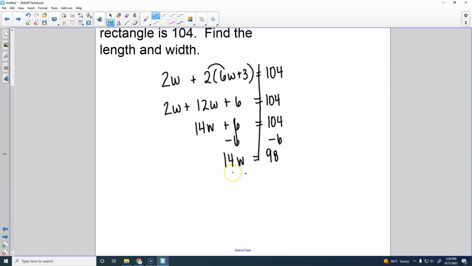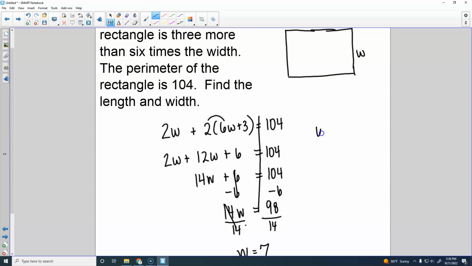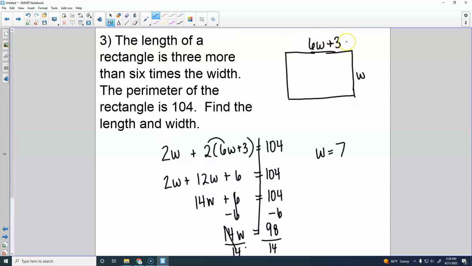And then, Haley, what's the last thing I would do? Very good. I'll divide by that 14. What are you guys getting? 7? All right, so width is 7. To find the length, that would be this side over here where I do 6W plus 3. So that length would be 6 times 7 plus 3, which is 42 plus 3. So I'll get my length is 45.